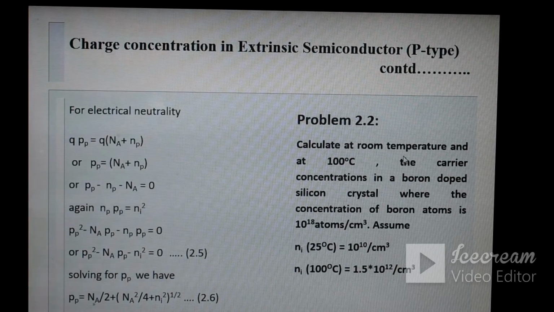Calculate at room temperature and at 100 degrees centigrade the carrier concentrations in a boron doped silicon crystal, where the concentration of boron atoms is 10 to the power 18 atoms per centimeter cube. Assume Ni is this at 25 degrees centigrade, and this much at 100 degrees centigrade. You try yourselves.